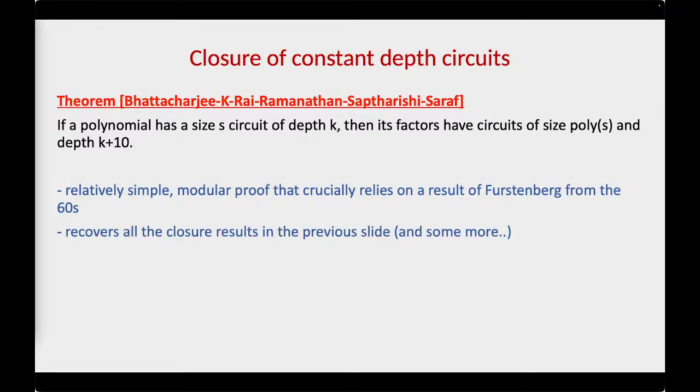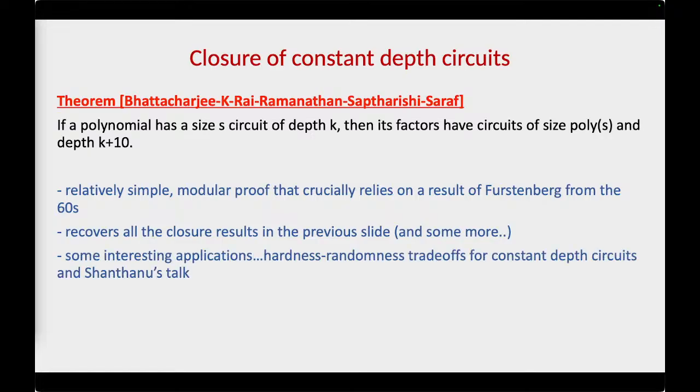So one of the aspects of this proof is that this essentially recovers all the closure results that we saw in the previous slides and some more stuff. And it turns out it has some interesting applications. One of them is to harness randomized trade-offs for constant depth circuits. And then Shantanu in the next talk is going to talk about some more applications to GCD computation for constant depth circuits.